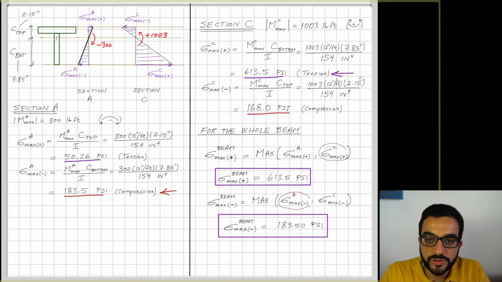Of course, the calculations will be much shorter if we have a symmetrical section and a simply supported beam, so we have just one sign or one type of moment, either positive or negative.